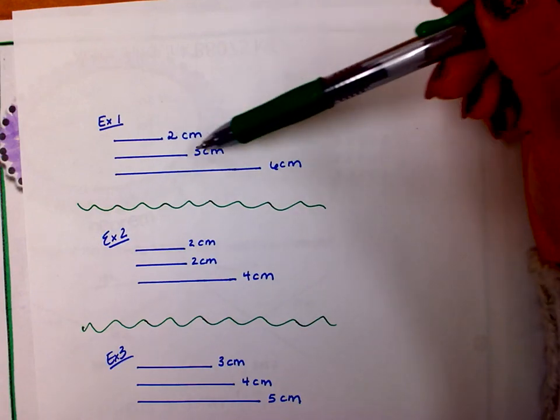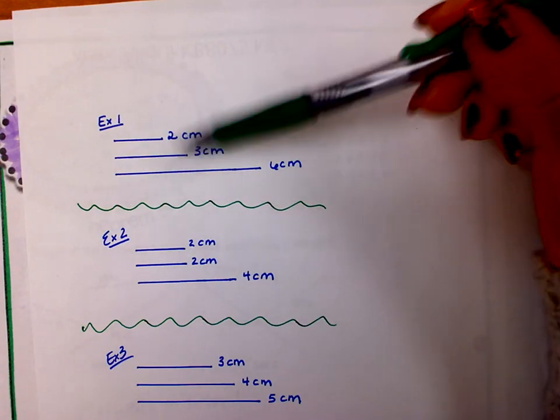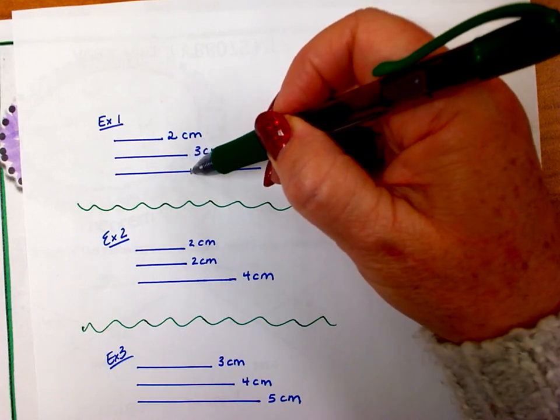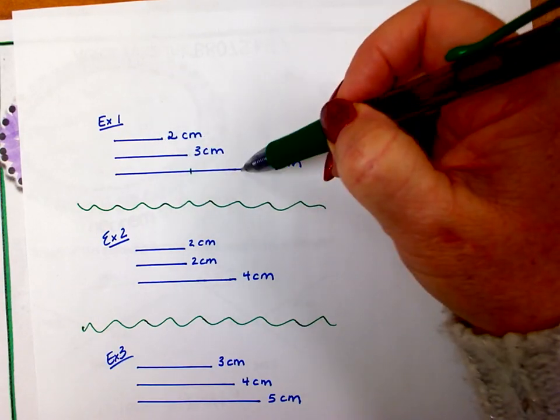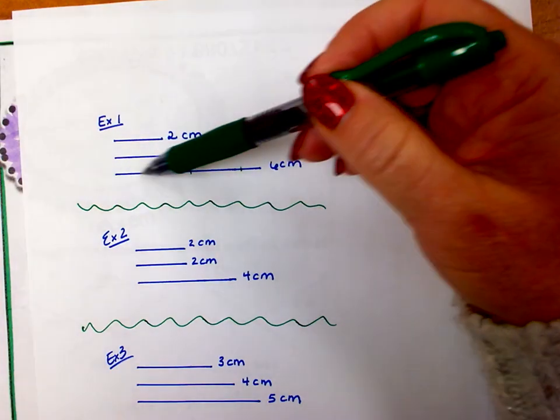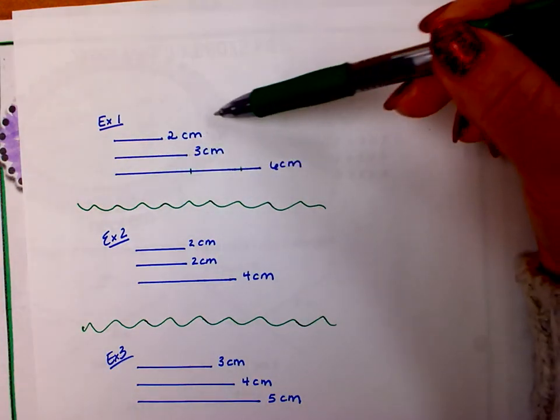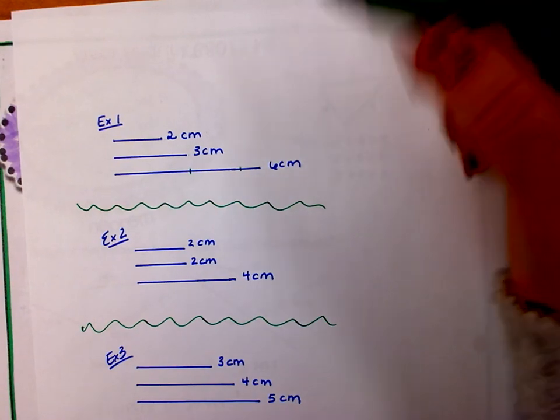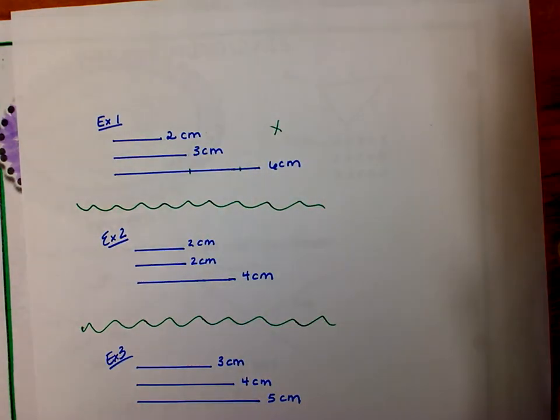If you were to stack these two sides onto this line, the first one would come to about here, this one would come to about here. These would not even complete the line. So when 2 plus 3 is not greater than 6, then it doesn't create a triangle.